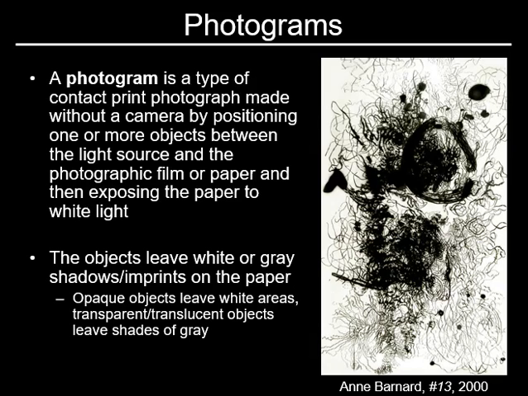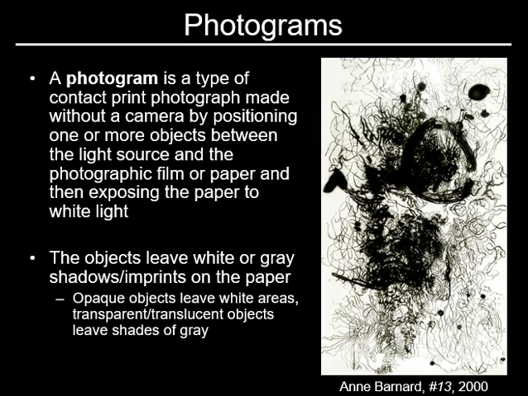So a photogram, just to give us a definition here, is a type of contact print photograph made without a camera by positioning one or more objects between the light source and the photographic film or paper and then exposing the paper to white light. Objects can leave white or gray shadows and imprints on the paper. Opaque objects can leave these white areas, whereas transparent and translucent objects leave shades of gray.